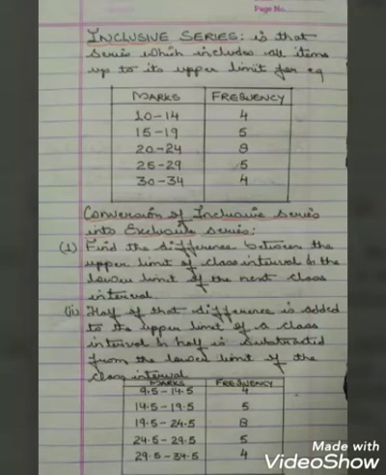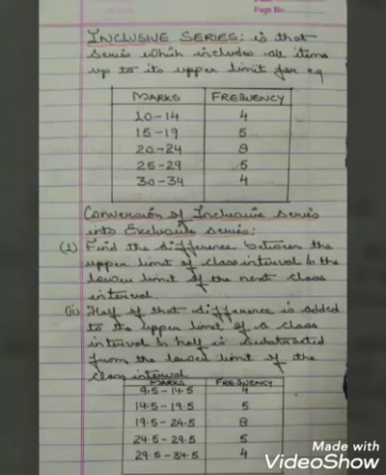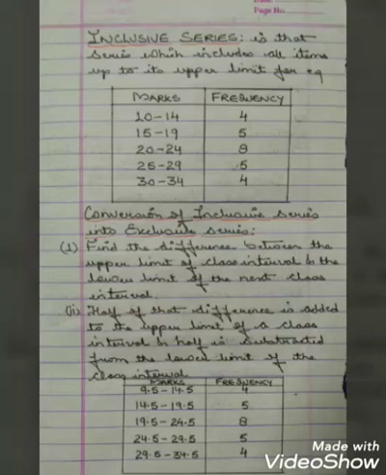That means in this series, the upper limit of a class interval does not repeat itself as the lower limit of the next class interval. There is always a gap between the upper limit of a class interval and the lower limit of the next class interval. If you see the table, on one side again you have marks, on the other side you have frequency, and the marks go like 10 to 14. Now 14 is the upper limit of this class interval, but this 14 is not repeated in the next class interval. The next class interval starts from 15 to 19.